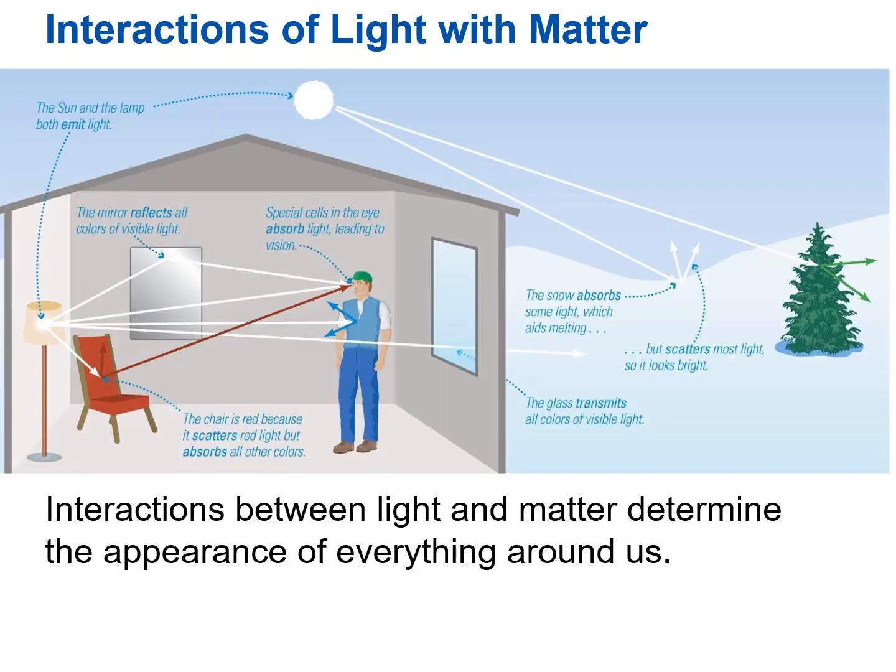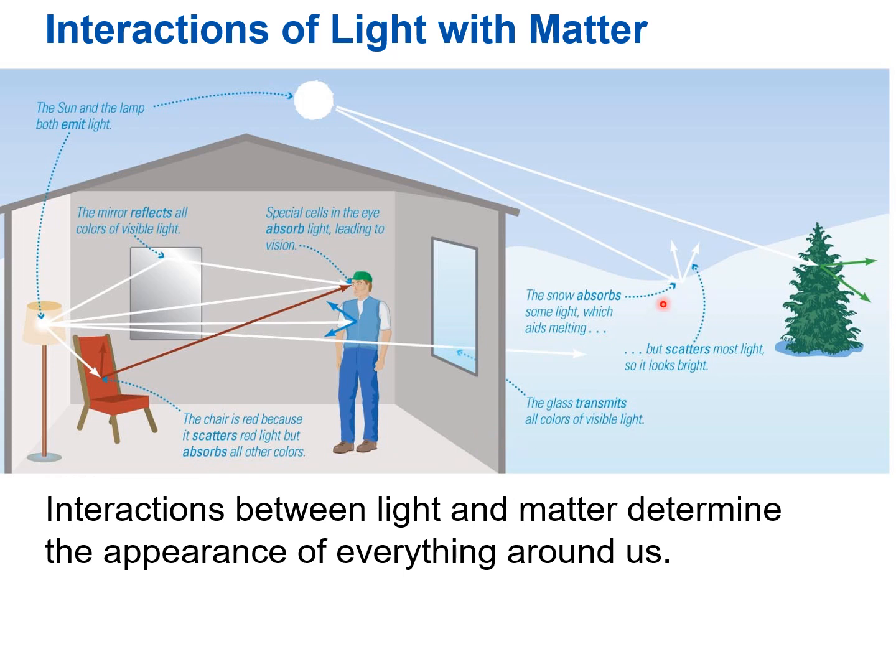This is a picture from the book. Just many more examples. Here's the white sunlight. The sun and the lamp, they both emit light. So this diagram here is just a review of all the different interactions of light with matter. A mirror reflects all the colors of visible light. Let's see, the chair is red because it scatters red light. You can just say it reflects it, but scattering works as well. But it absorbs all the other colors.